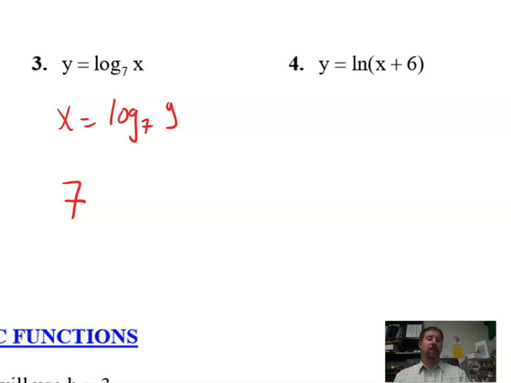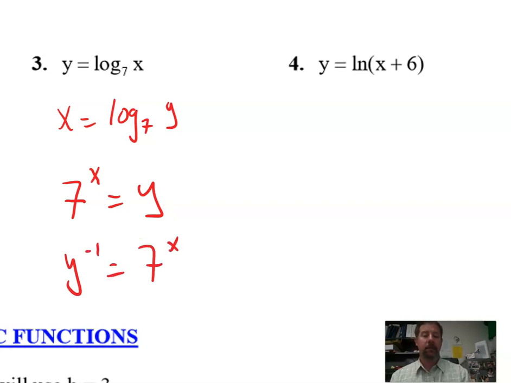The base of the log becomes the base of the exponent. This becomes 7 to the x, again, not to the y, equals y. And again, now y is by itself, so that is the inverse. Easy peasy lemon squeezy. All right?